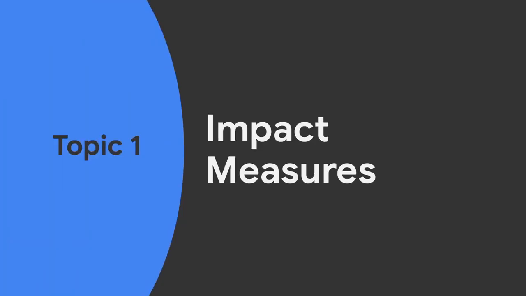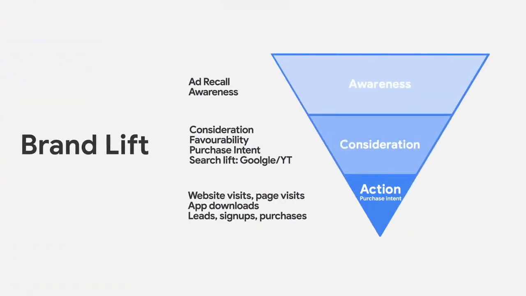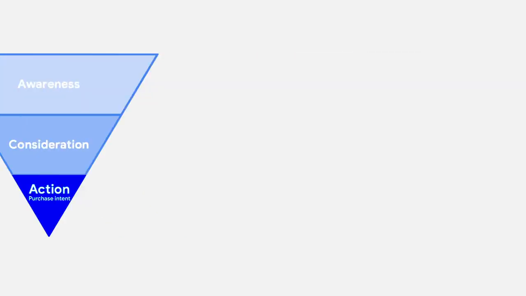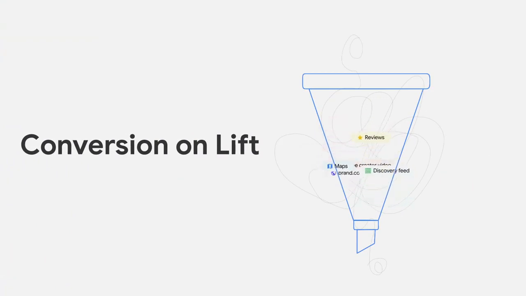Topic 1. Impact measures. Here are 3 areas of impact that creative can be measured against. Brand lift, which measures ad effectiveness metrics across the marketing funnel, from ad recall, awareness, consideration, favorability to purchase intent. Then there's search lift, which measures organic searches on Google and YouTube to understand whether your campaign is driving people to look up your brand and product online. Lastly, we look at conversion lift, which measures your ad's impact on business outcomes like store or web page visits.